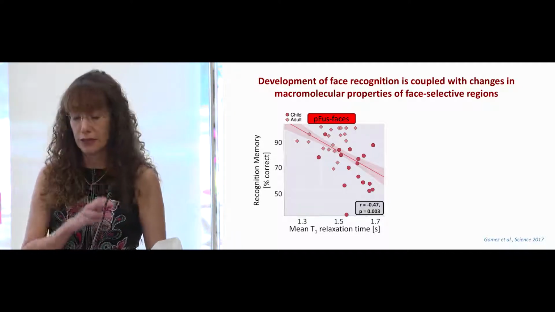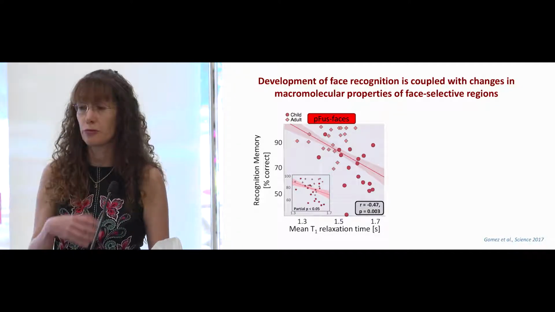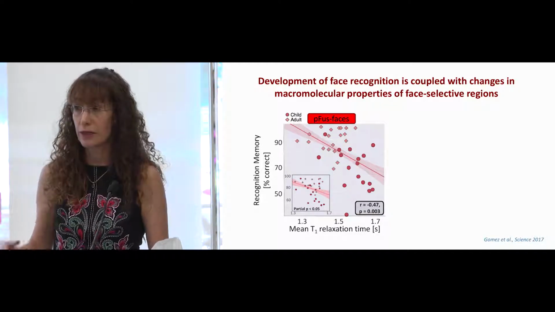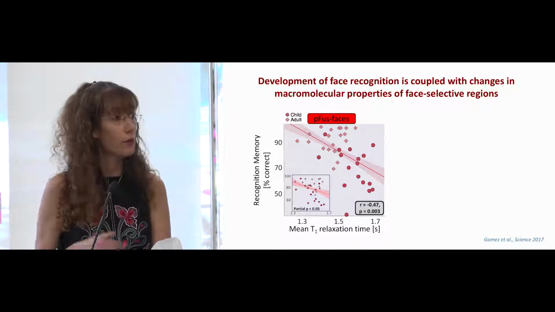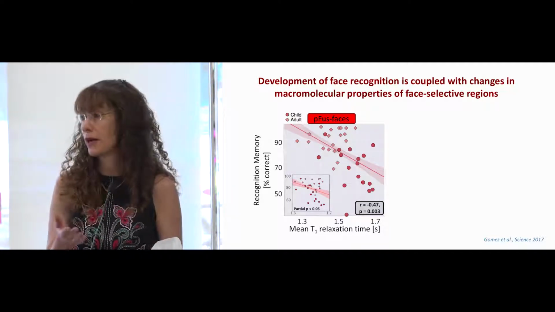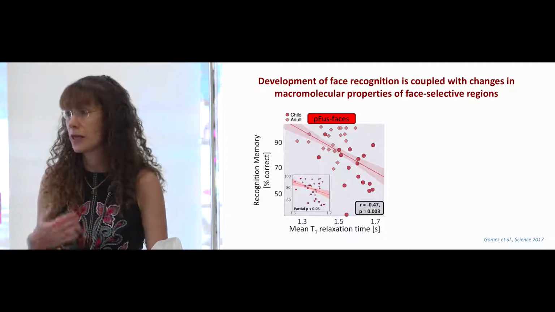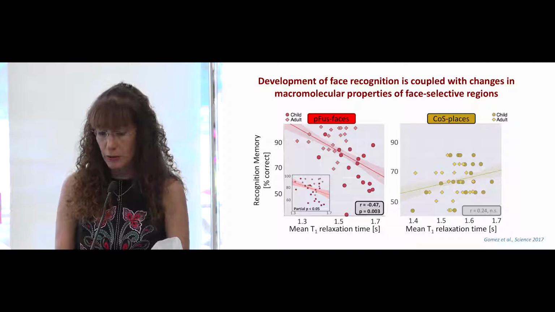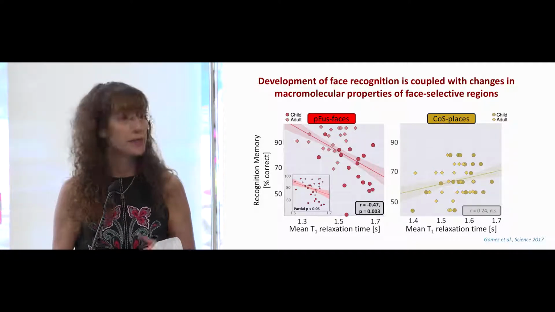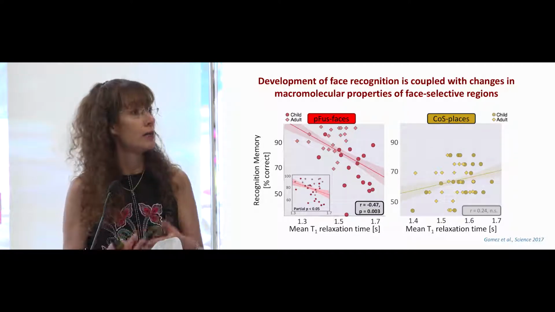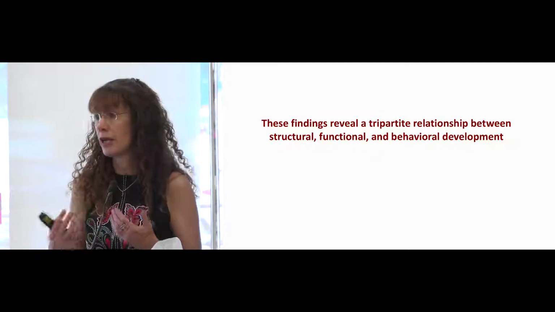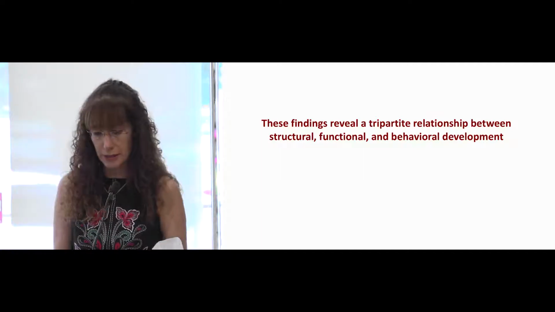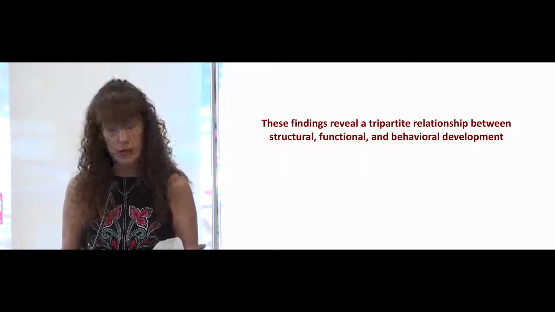And importantly, this effect is specific to the face-selective regions, because if you correlate face recognition memory with T1 in the place-selective cortex, it's not correlated. And if you correlate place recognition memory with T1 relaxation in the place-selective cortex, it's also not correlated. So we were very excited about these results because they suggest that there is a tripartite relationship between structural, functional, and behavioral development. But this also raises a host of new questions.